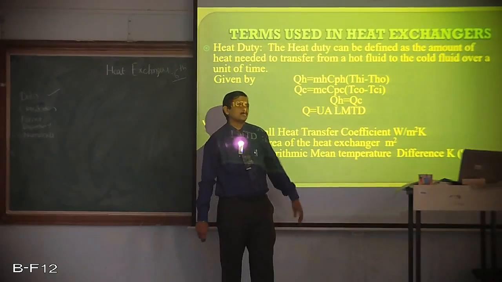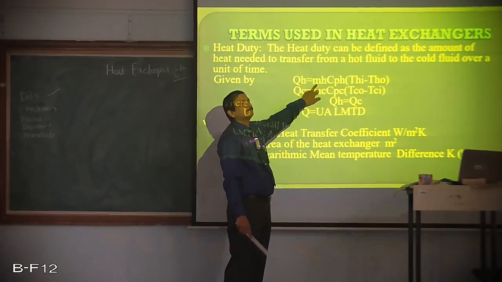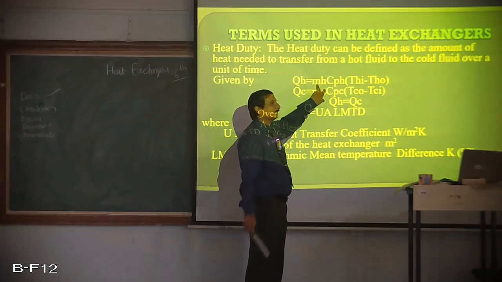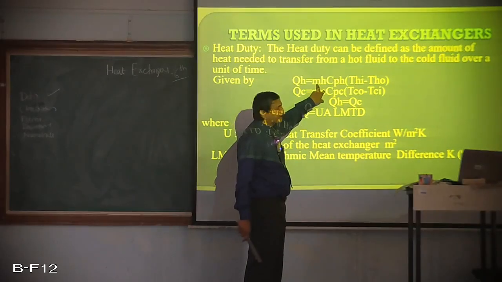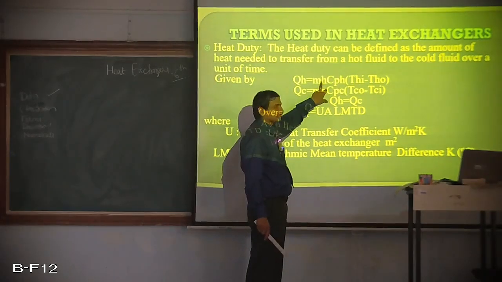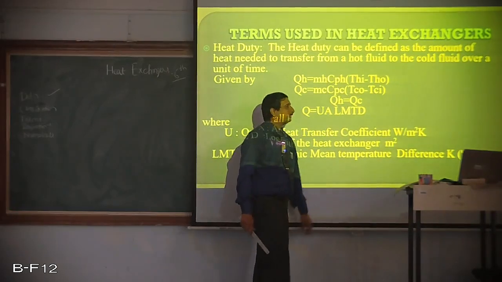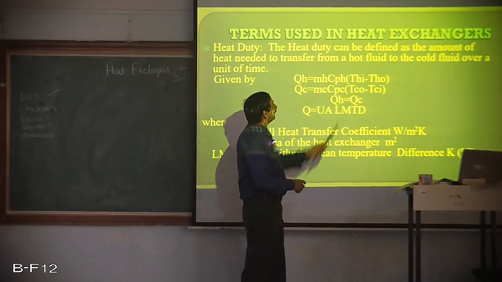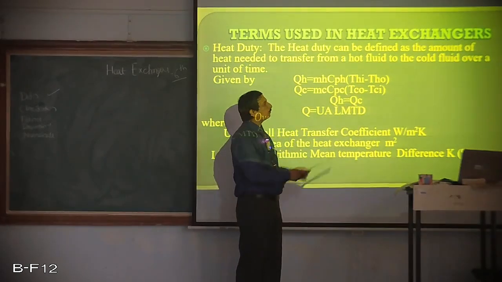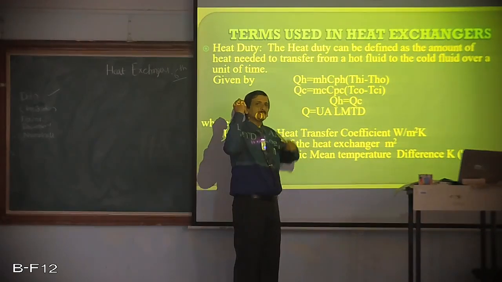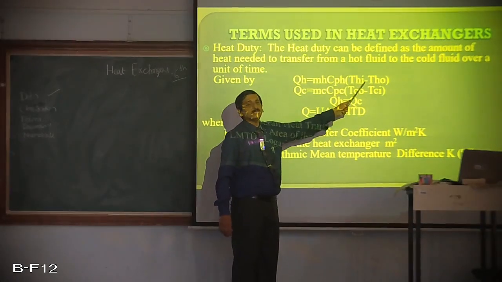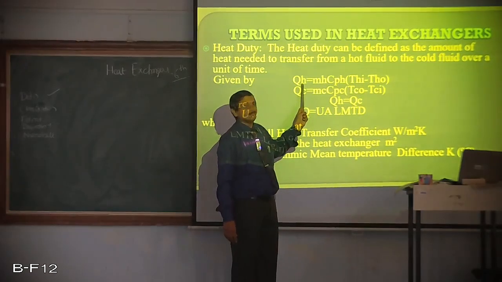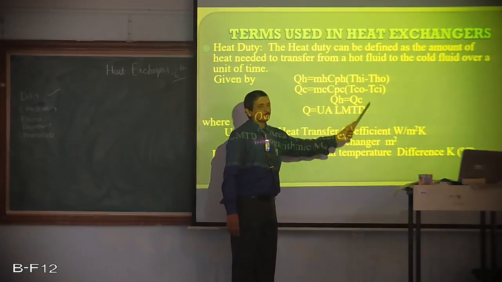Remember, this m_h is measured in kg per second. Sometimes in measurements, you may remember in your heat transfer lab, you measure in terms of liters, but later you need to convert to kg per second. This is in joule per kg Kelvin, whereas this can be either in Kelvin or degree centigrade, and since radiation is not involved, you can obviously choose degree centigrade without any hesitation. This is the heat lost by the hot fluid, whereas this is the heat gained by the cold fluid.